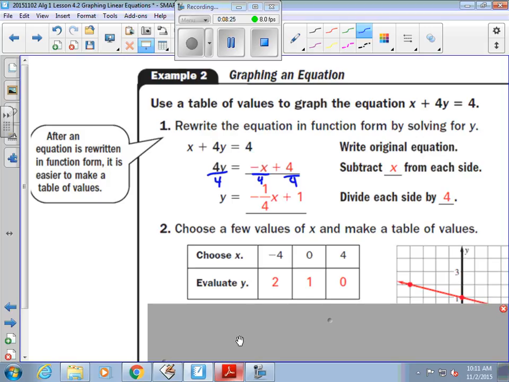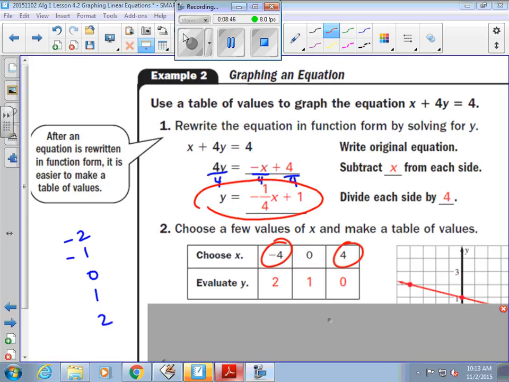They use negative 4, 0, and 4. Now, I told you previously to use numbers like negative 2, negative 1, 0, 1, and 2. Why does it choose to use negative 4 and positive 4? Anybody can take a guess at that? What we're multiplying by in this case, the reason they chose the numbers 4 and negative 4 is because of the reciprocal 1/4, which is the same thing as divided by 4.